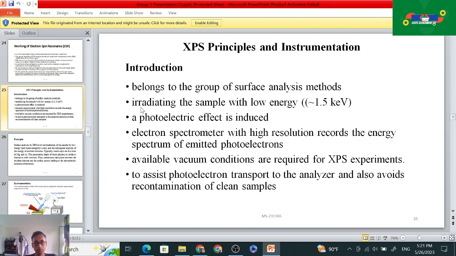Then XPS principles and instrumentation. It belongs to the group of surface analysis methods, irradiating the samples with low energy, equivalent 1.5 keV. Then the photoelectric effect is indeed there, and an electron spectrometer with high resolution records the energy spectrum of emitted photoelectrons. Vacuum conditions are required for XPS experiments to assess the photoelectron transport to the analyzer. It also avoids the recontamination of the clean samples.